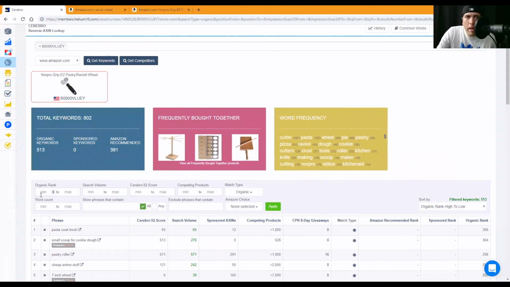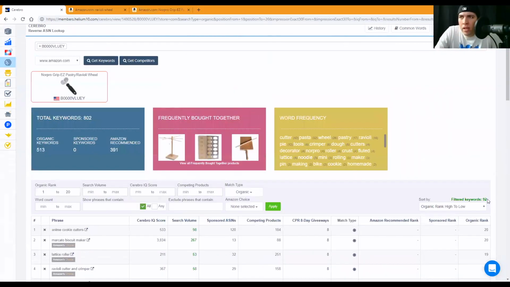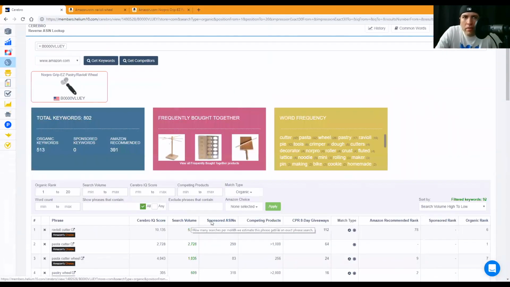So the first thing I'm going to do is filter out of all these 500 words, which words are they on page one for? Maybe 1 through 20. All right. Now let's see. It goes from 513 now down to 92. So now here's another question though. Let me just show you one other thing here.